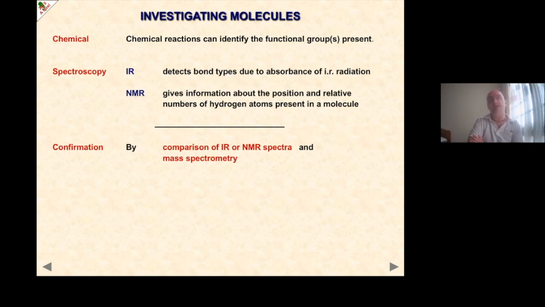For instance, testing for drugs in sports, or when you're at the airport and they scan your talcum powder, that's probably GCMS, gas chromatography mass spectrometry, to find out that it is talcum powder.